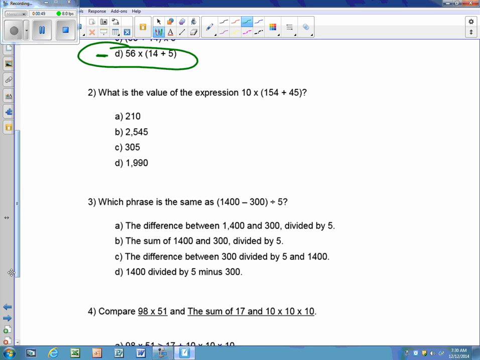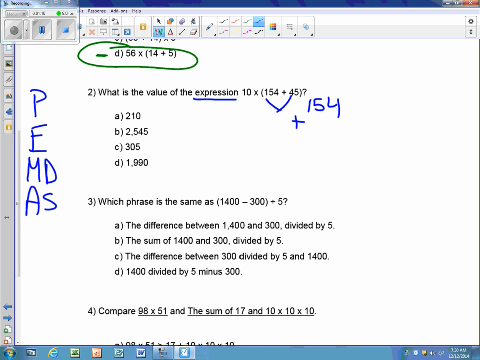Question 2, what is the value of the expression, which means that there should be no equal sign, 10 times 154 plus 45. We remember when we have PEMDAS that we do what's in parentheses first. So I'm going to do what's in parentheses first, and when I add this up, if I need to do work on the side, I can. And I get 199, so now I have 10 times 199. And using my zero rule, I know that 1 times 199 is 199, and then add the 0 back in.